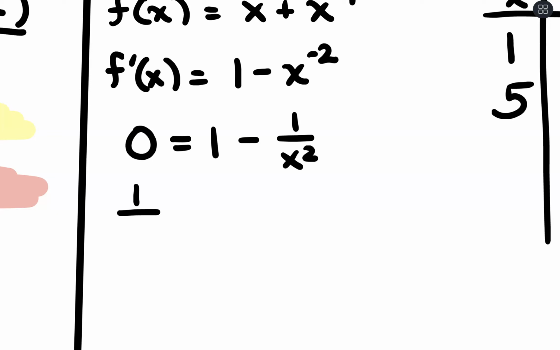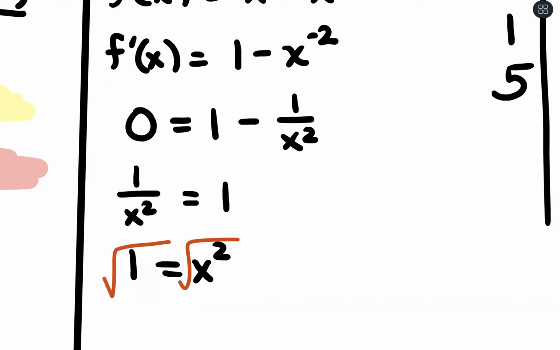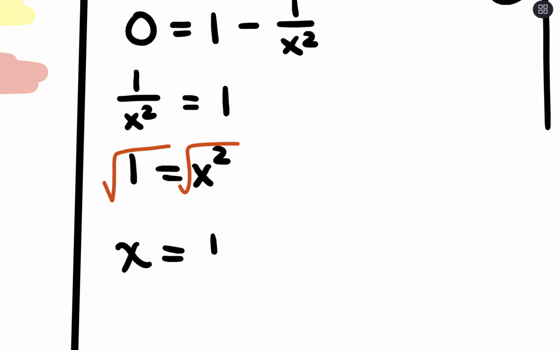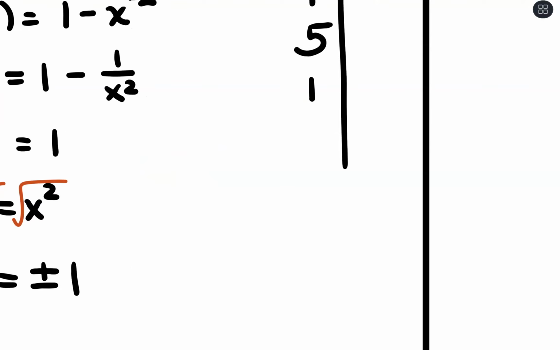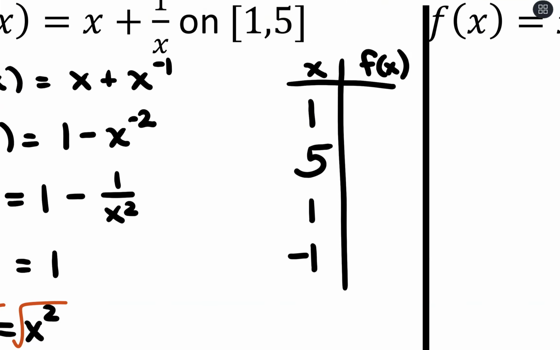Okay, I'm going to add the 1 over x squared to both sides, multiply both sides by x squared, take the square root of both sides, and never forget that we have the plus or minus when we do that. So we're going to get plus or minus 1. So what I'm going to add to the table is a positive 1 and a negative 1. Now the positive 1 is a repeat, so we don't need that. Negative 1 is not in the interval, so we don't need that. So we only end up with our endpoints of 1 and 5, and that's totally fine.